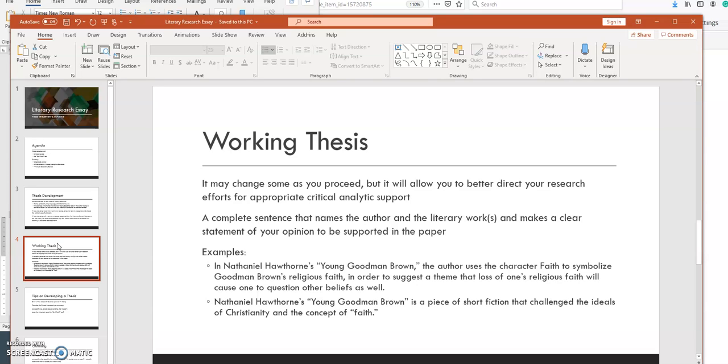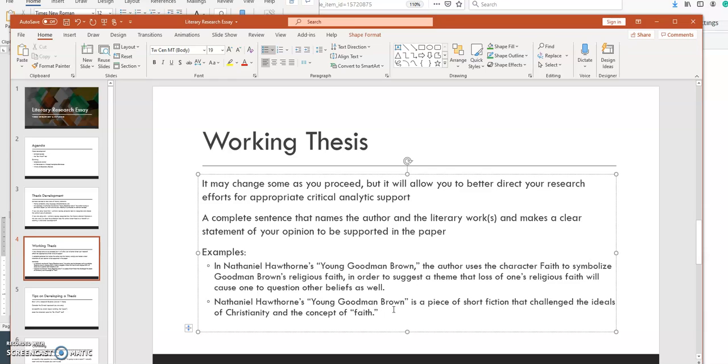The second example is just kind of a different take. Nathaniel Hawthorne's Young Goodman Brown is a piece of short fiction that challenged the ideals of Christianity and the concept of faith. So later on, I would discuss those challenges. Maybe I could always have 2 sentences for a working thesis statement. 1 to 2 is fine for a thesis.